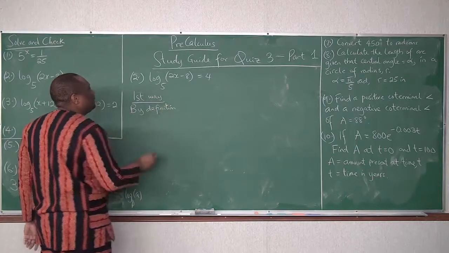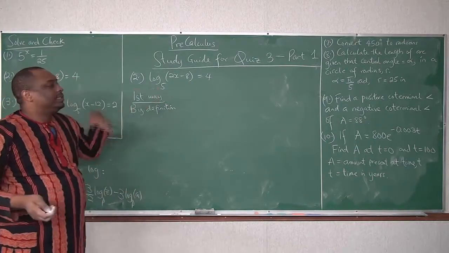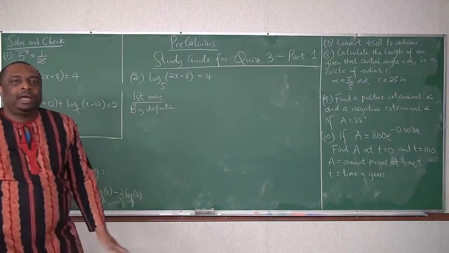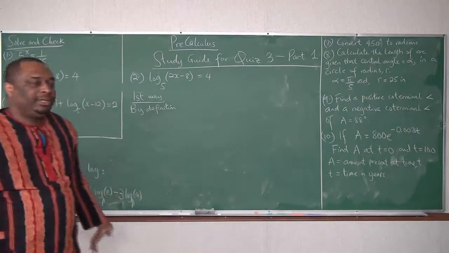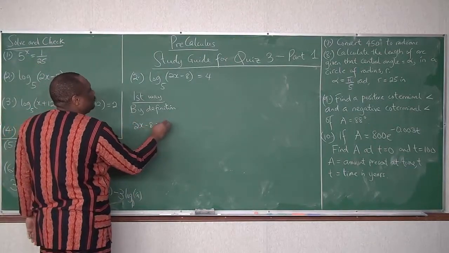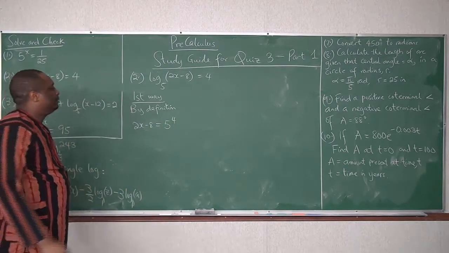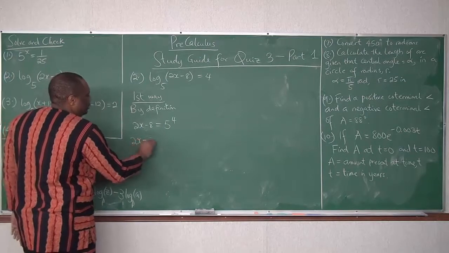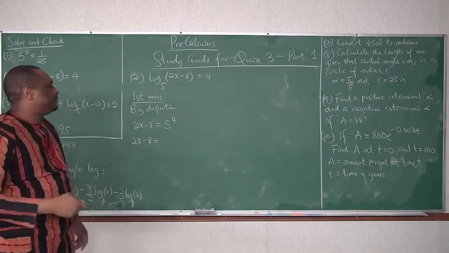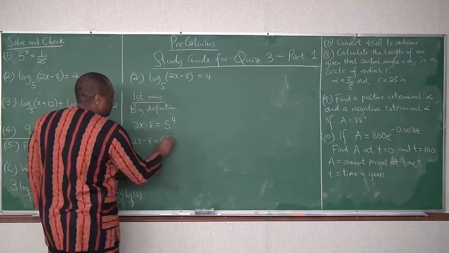Definition, like between logarithm and exponents. How do you convert this to an exponential equation? This is a logarithmic equation. How do you convert it to an exponential equation? So you now have that 2x minus 8 is equal to 5 exponent 4. That is what you have. So 2x minus 8 will be 5 times 5, 25, times 5, 125, times 5, 625.